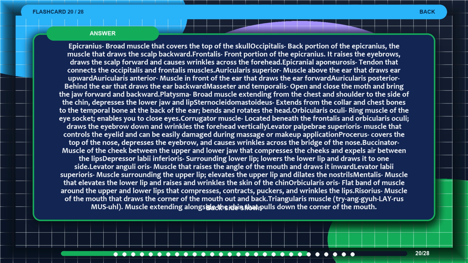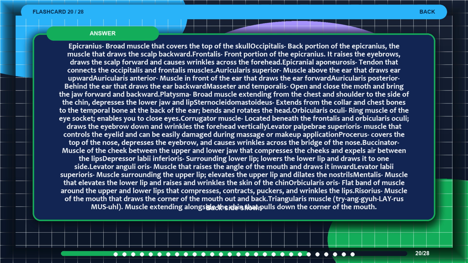Auricularis superior, muscle above the ear that draws the ear upward. Auricularis anterior, muscle in front of the ear that draws the ear forward. Auricularis posterior, behind the ear, draws the ear backward. Masseter and temporalis open and close the mouth and bring the jaw forward and backward.